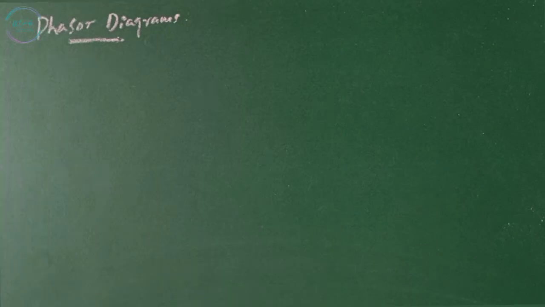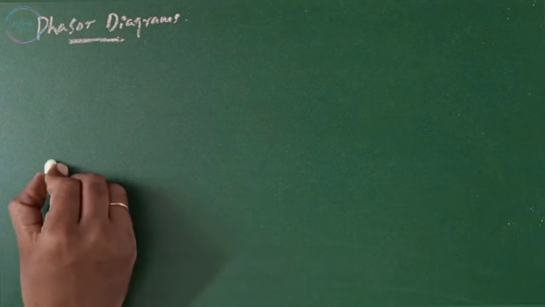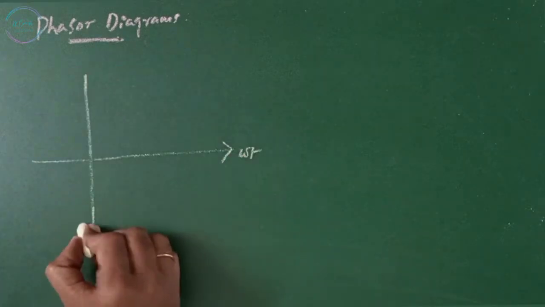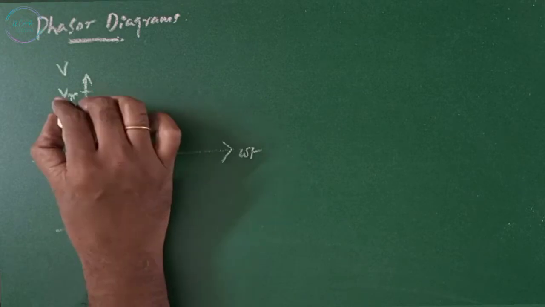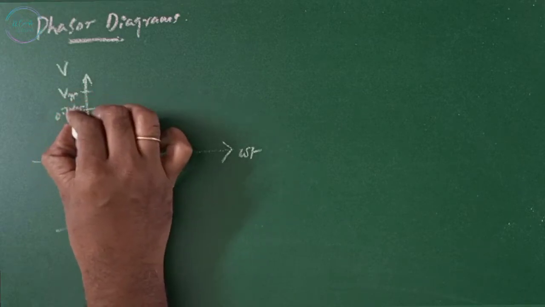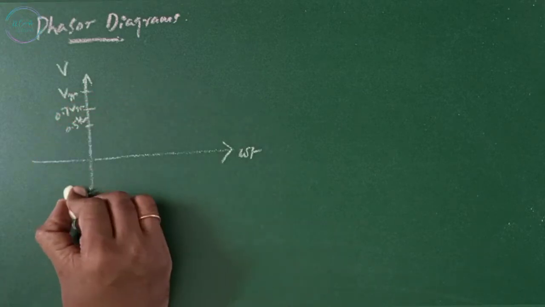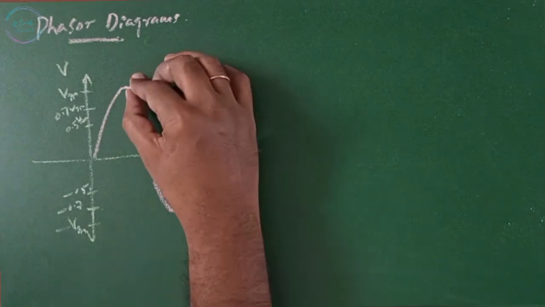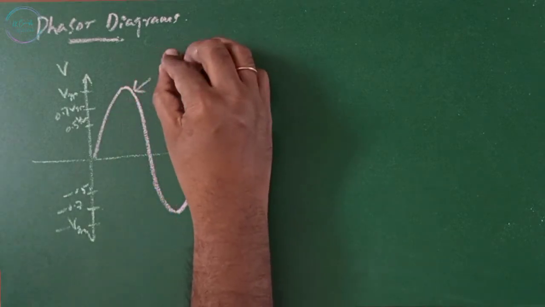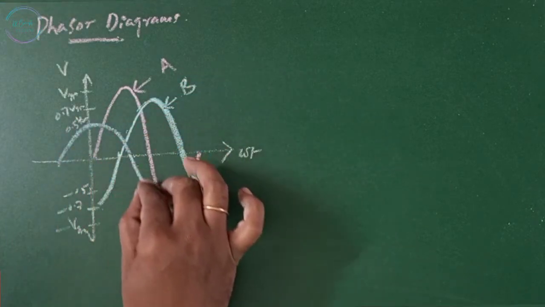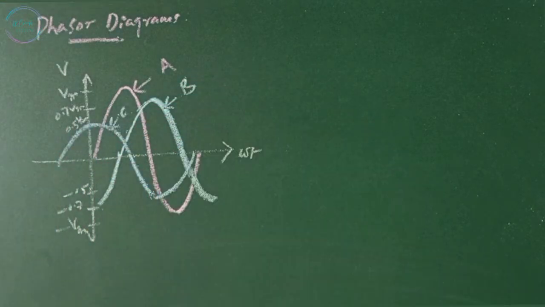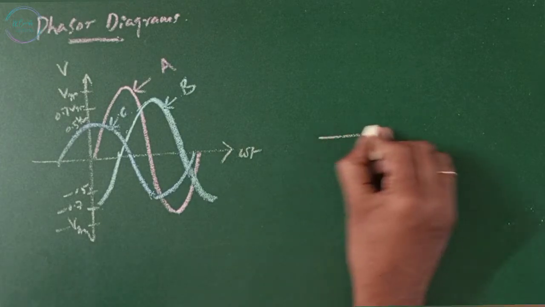The phasor diagram can be used to represent the relation between two or more sine waves of the same frequency. For example, let this be wave A, wave B, wave C. How to represent in a phasor diagram?